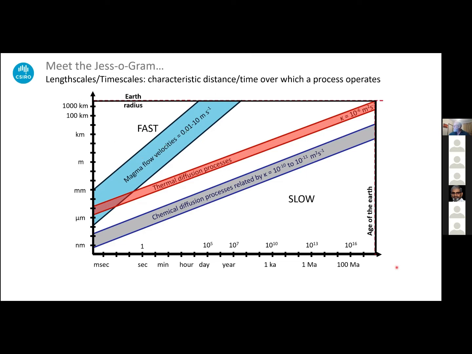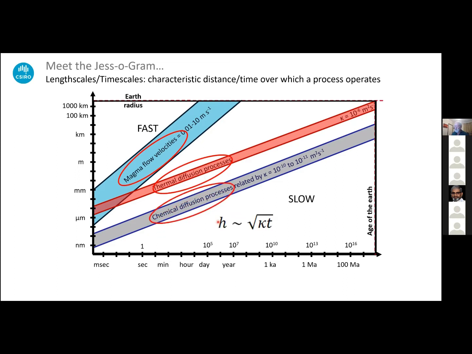Before I get into that, I should just point out a few features of this. This is distance on the y-axis, time on the x-axis, and we're going from nanometers to the radius of the Earth. That's about 25 orders of magnitude on y, and then about 30 orders of magnitude on x, going from milliseconds up to billions of years. So there are linear scaling processes like magma flow, and then we've also got processes which scale according to diffusivity, so thermal diffusion processes and chemical diffusion processes. And these are related by diffusivities.